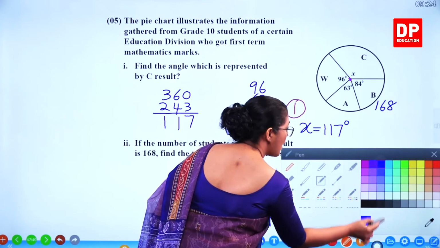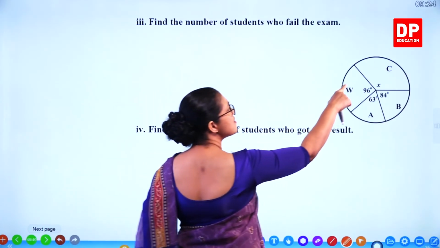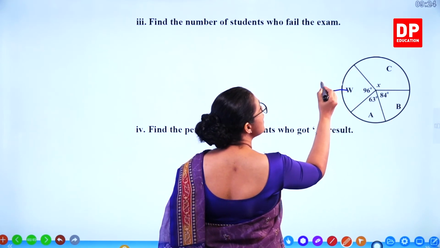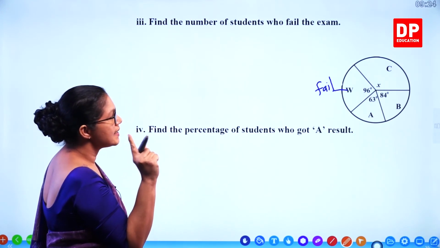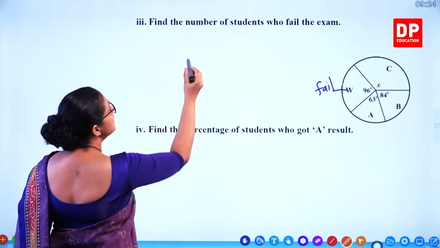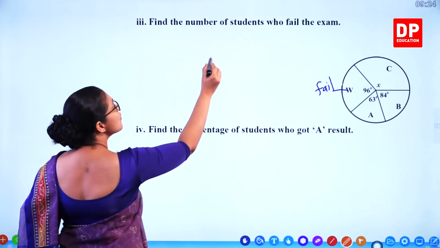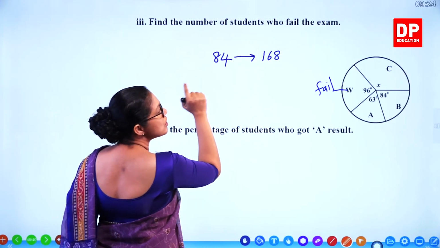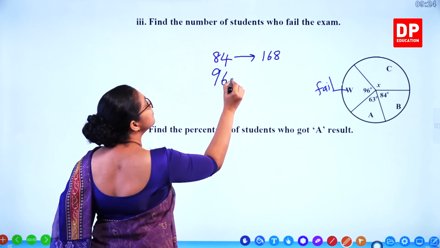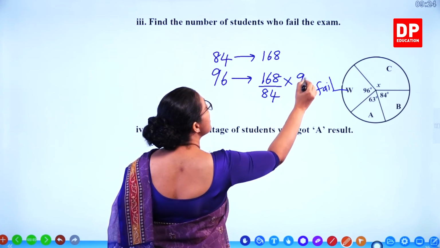Now let's do the next part. Part 3, find the number of students who fail the exam. So fail means this is W. So you need to remember this is fail. Means W. That's 96. Earlier we found 84. 84 is 168. So we can use the same thing. 84 is 168. What about 96? 168 divided by 84 and multiply by 96.